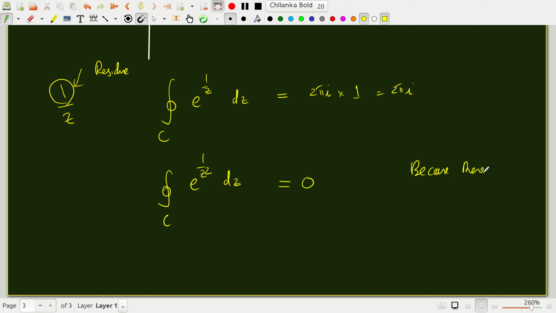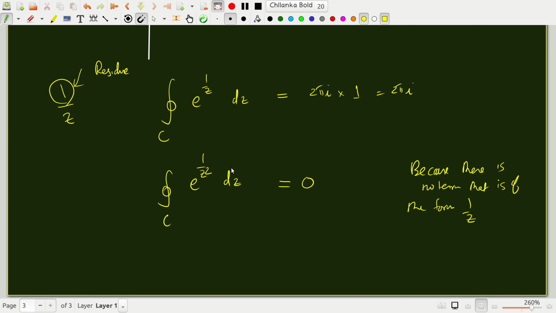So this integral is 0 because if I expand e to the 1 over z squared, there is no term of the type 1 over z. That means there is no coefficient of 1 over z, therefore the residue is 0. So this is again a very, very powerful result.